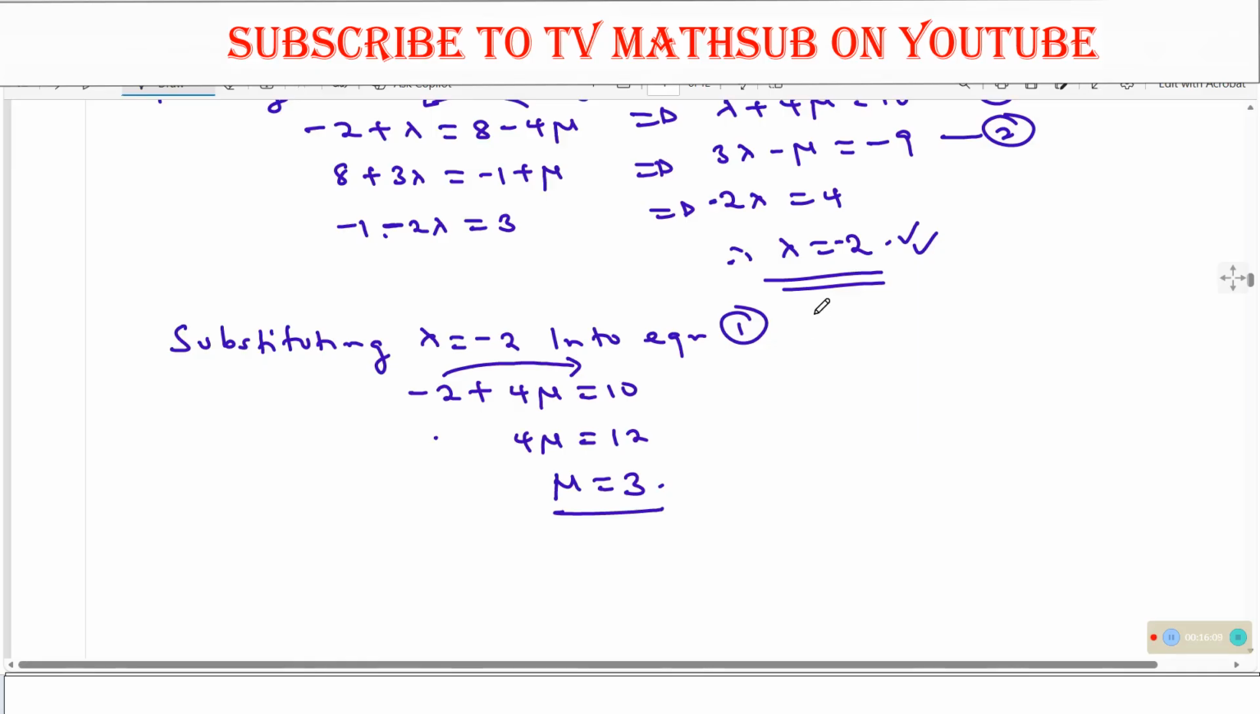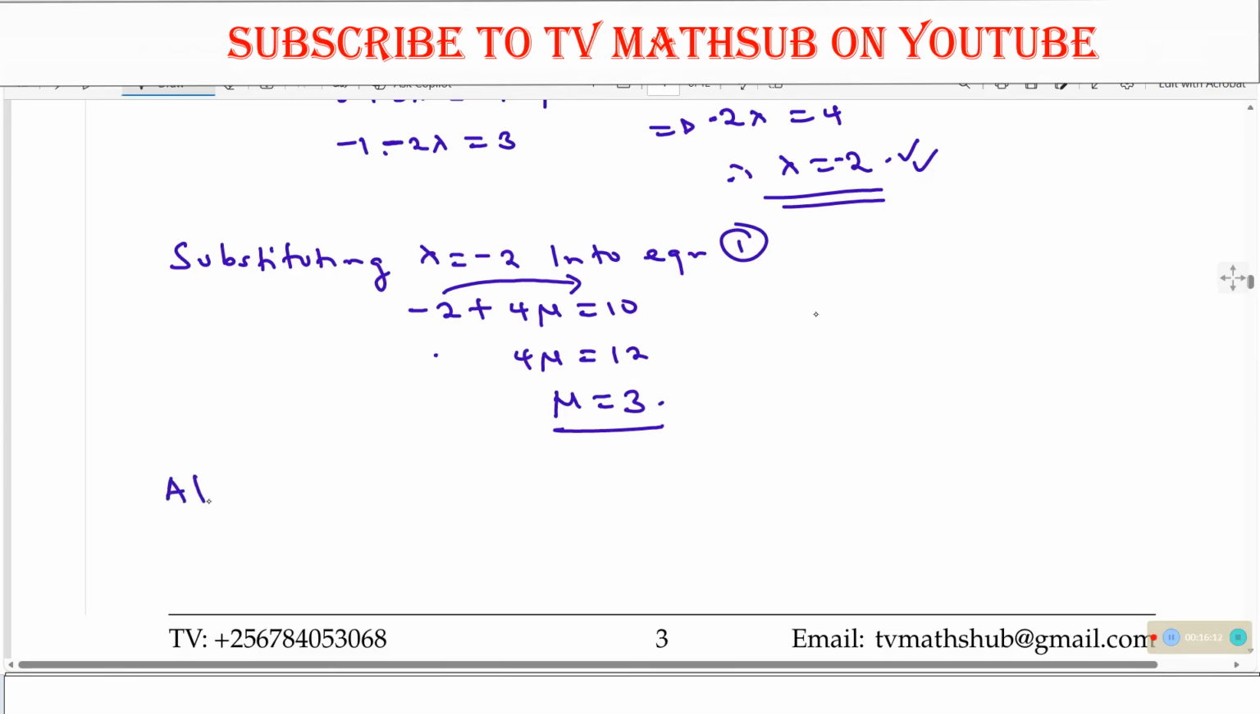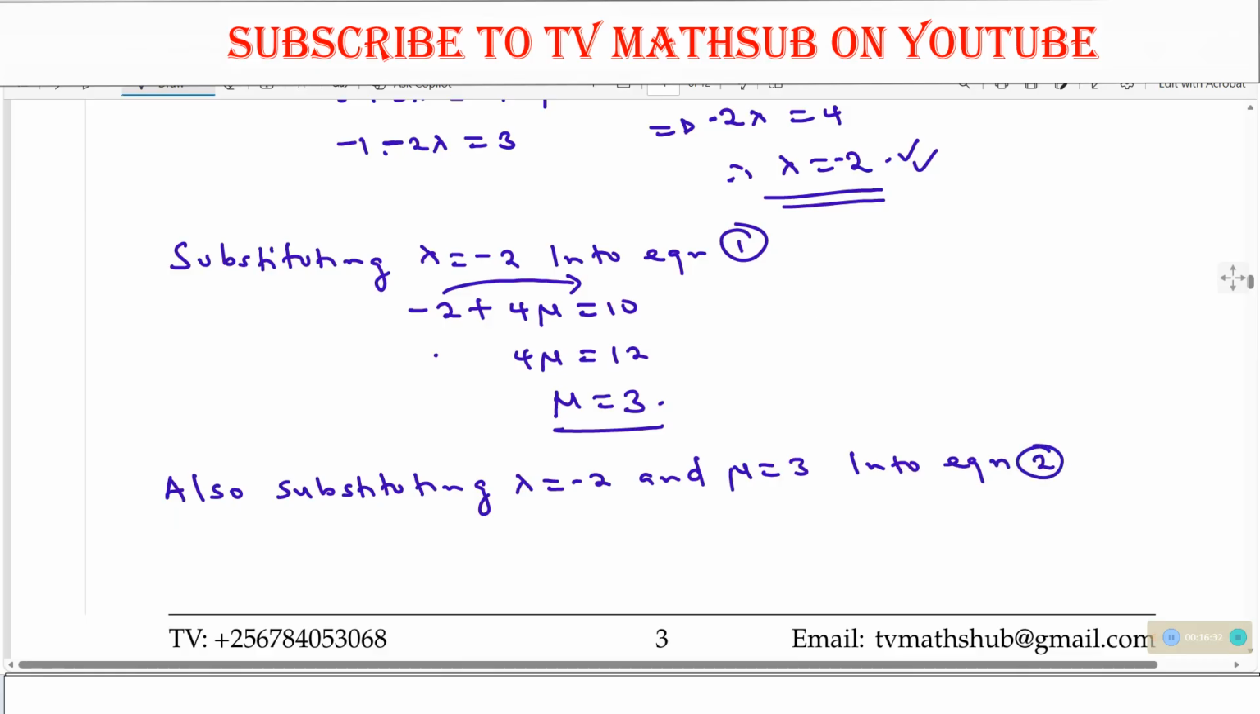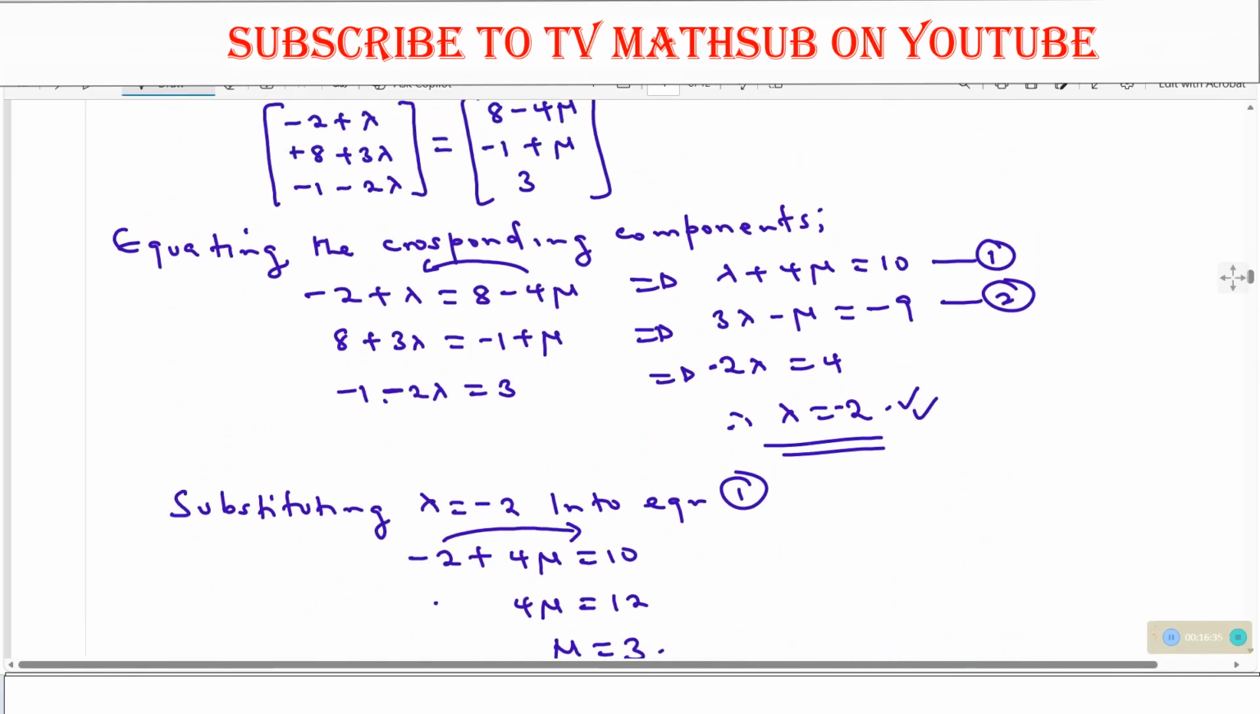Okay, so that is what we want to look at. So let us substitute, also substituting lambda equaling -2 and mu equaling 3, into the equation you have not used. Was it equation 2? Remember here we used equation 3, to get the value of lambda. And then from that we substituted it in equation 1 to get the value of mu. But we have not yet used equation number 2.